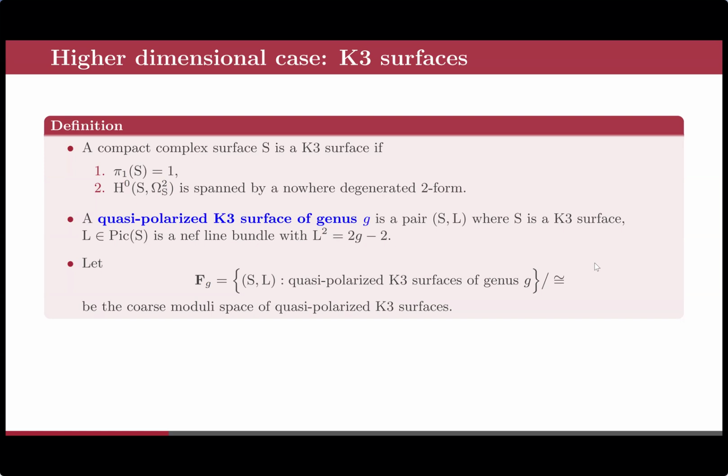Sometimes people also call this a quasi-polarized K3 surface of degree d, where d equals 2g-2, so d is the self-intersection number of L. Okay. So once you take such a pair, you have a nice moduli space. So we have this F_g, which is the moduli space of quasi-polarized K3 surfaces of genus g. All right. So this will be an algebraic space.